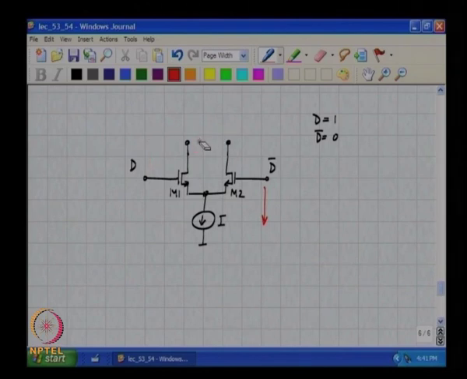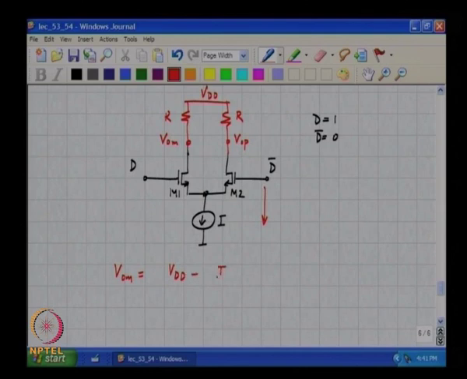So if you think of this going in to a resistor, let us say this is VDD, alright, VOM and VOP. So VOM is nothing but VDD minus I times R times D, and VOP is nothing but VDD minus IR times 1 minus D.